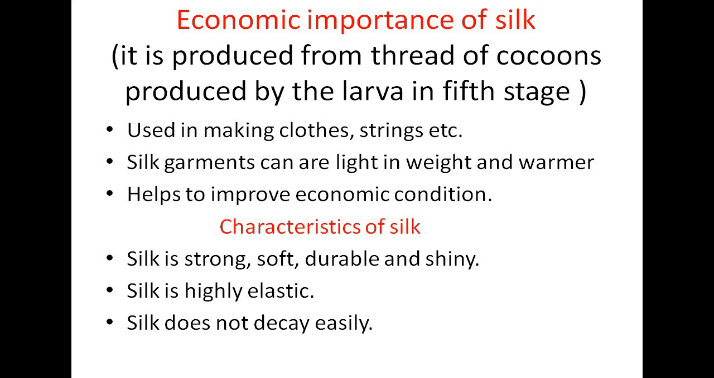What are the characteristics of silk? Why is silk used? We need to know the clothes prepared from silk are very strong, soft, durable and shiny. They are very elastic in nature, and silk does not decay easily. So having these characteristics, silk is very expensive in the market. So all the people favor using clothes prepared from silk.